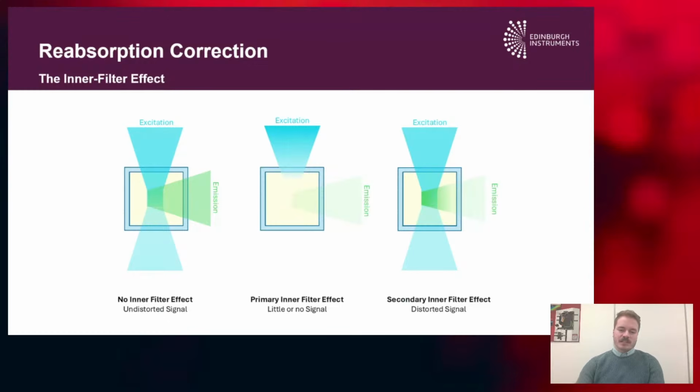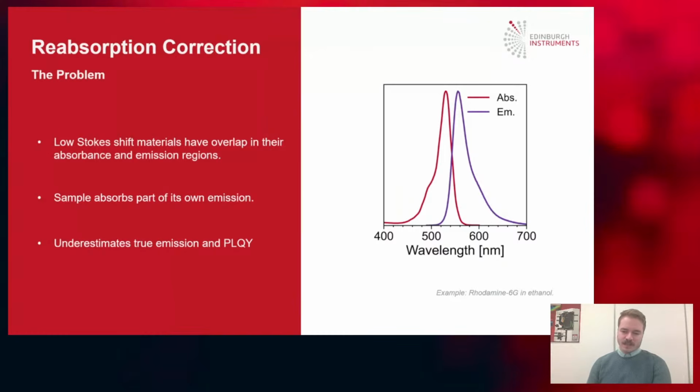This is common in samples with low Stokes shifts. So the sample that Tommy presented was a rhodamine 101 in ethanol, and the example that I'm going to use is rhodamine 6G in ethanol. As we can see, these rhodamines have quite a low Stokes shift, and there's quite a significant overlap from 520 to 580 nanometers between the absorbance and the emission, which means that rhodamine can absorb its own emission.